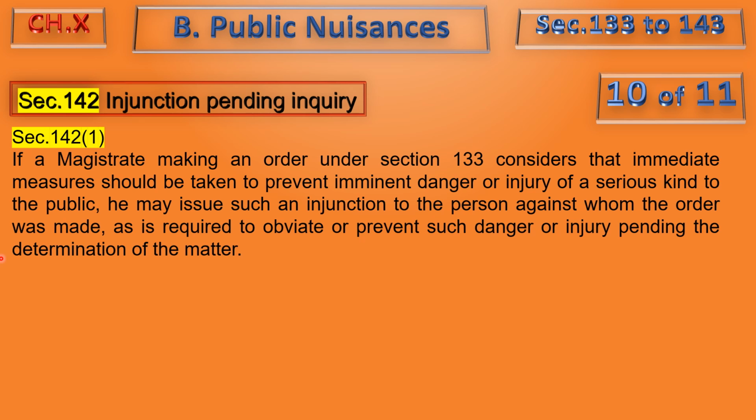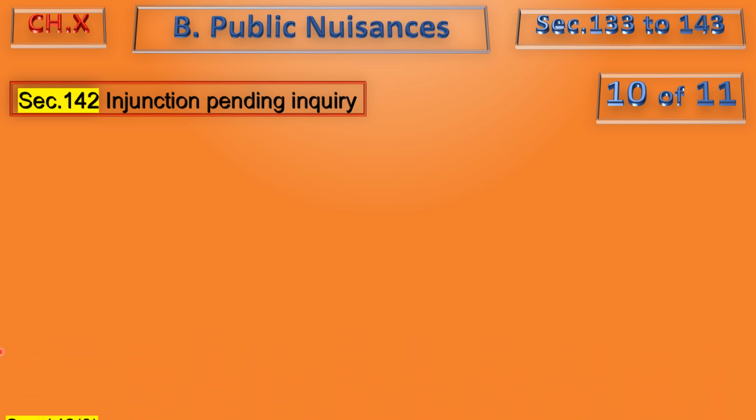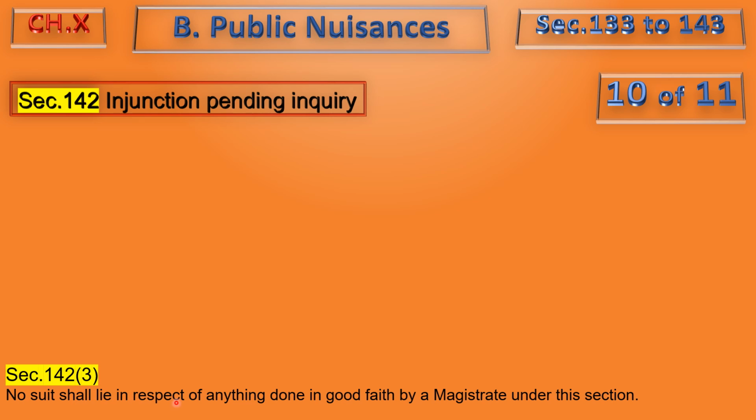Subsection 2 of section 142 says, in default of such person forthwith obeying such injunction, the magistrate may himself use or cause to be used such means as he thinks fit to obviate such danger or to prevent such injury. Again, subsection 2 is saying that if the person is not obeying the orders of the magistrate, which is done under section 133, then he may take any urgent action as he thinks fit. Subsection 3 of section 142 says, no suit shall lie in respect of anything done in good faith by the magistrate under this section. As usual, no action will be taken against the magistrate if he has taken any action in good faith.